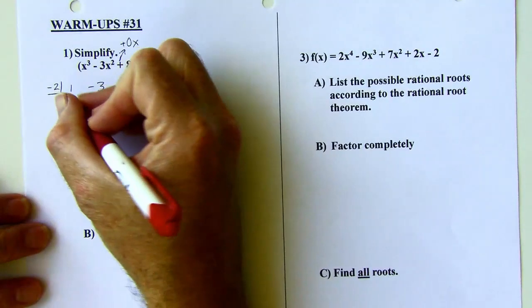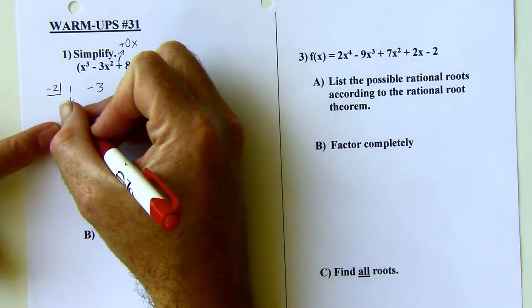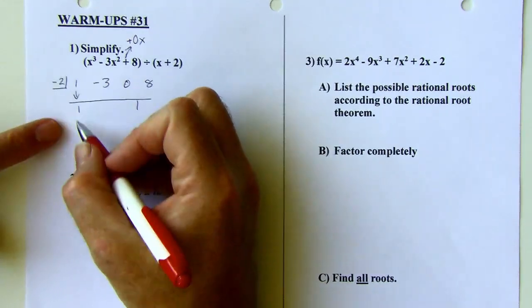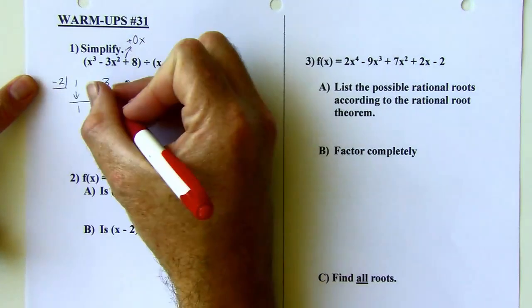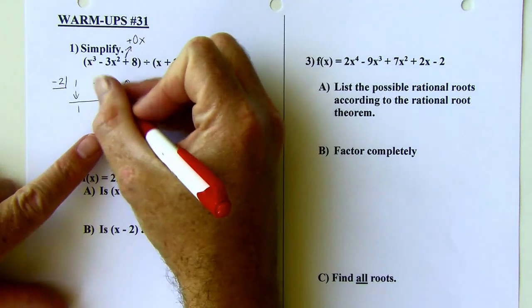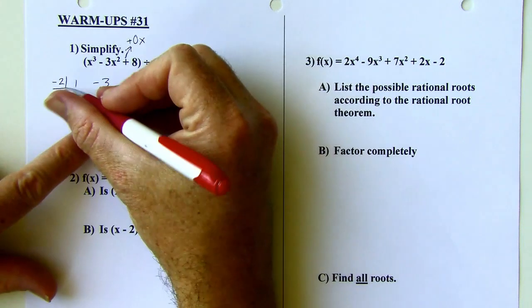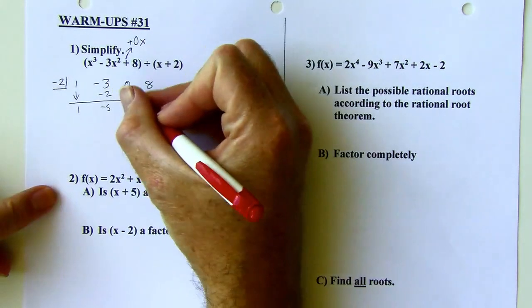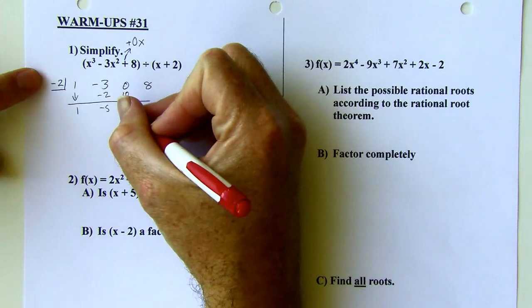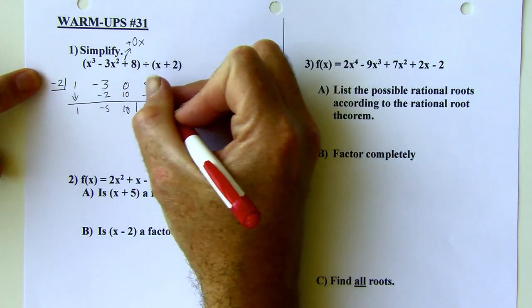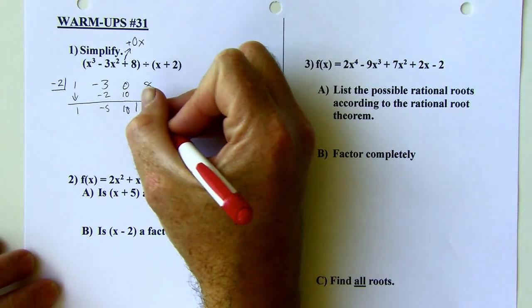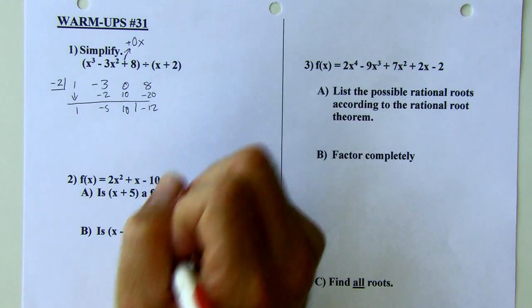I'll pull down the 1, and then anytime I get a number down on the bottom, I'm going to multiply it by negative 2. So 1 times negative 2 is negative 2. Then I add these two numbers together to get negative 5. Take the negative 5, multiply it by negative 2, that's positive 10. Add, then multiply again, and add one more time. And my remainder is going to be negative 12.